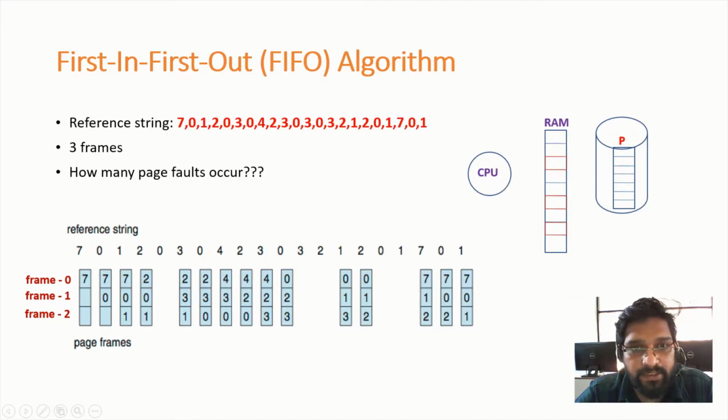So let me discuss the first in, first out algorithm. I'm going to explain this algorithm by considering the following reference string. So what is this reference string all about?